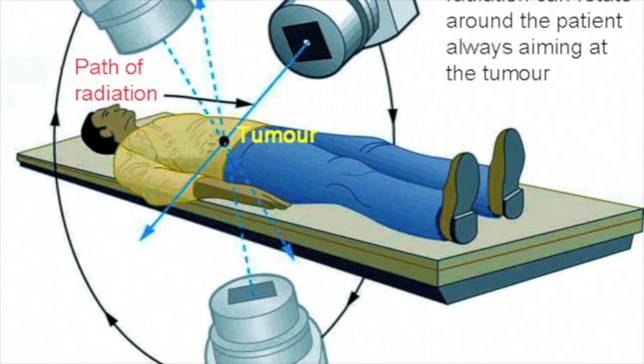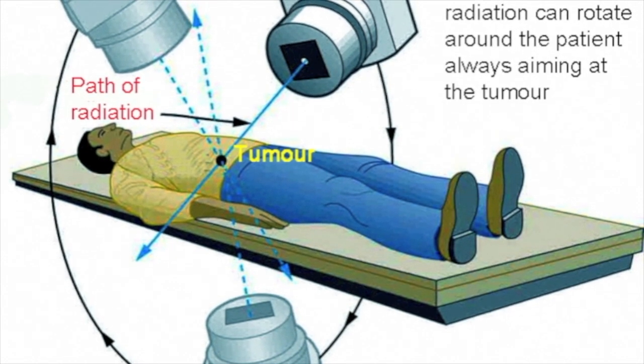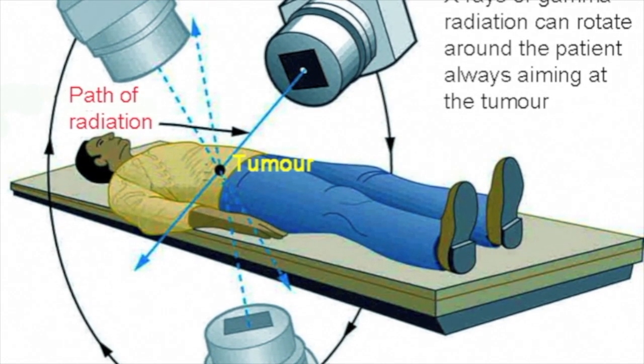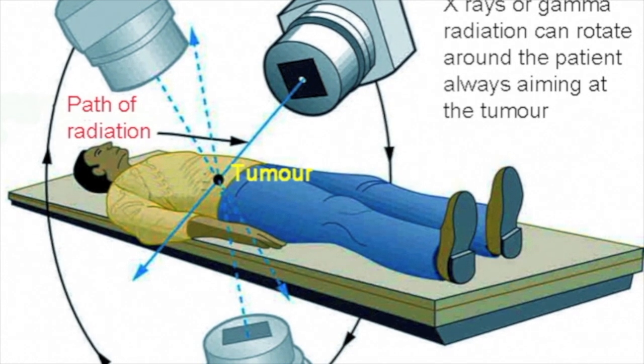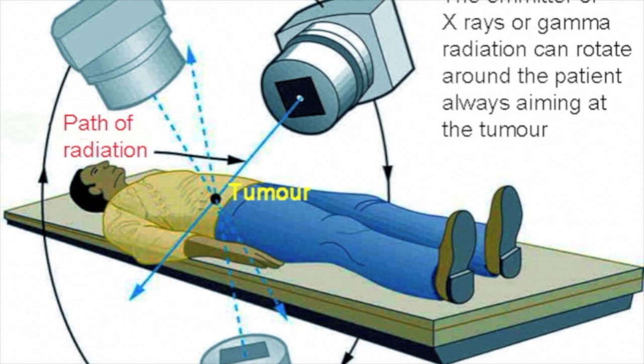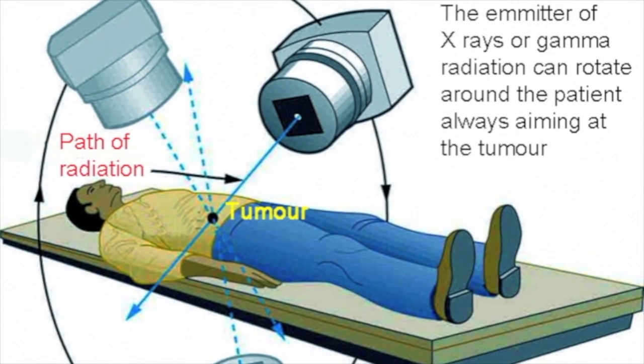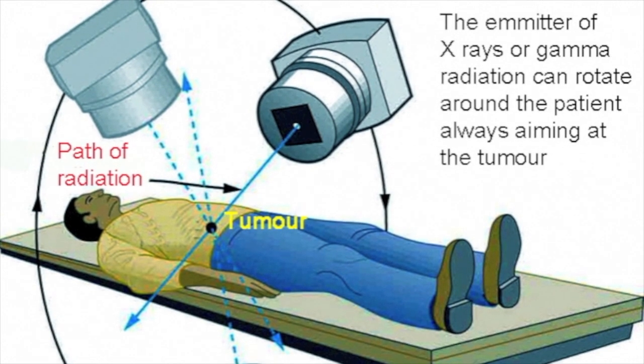In a machine like this, either X-rays or perhaps gamma rays, because they have very similar properties, are aimed at the tumour. The machine is rotated around the body. The tumour is always in the path of the X-rays, but because of the rotation, the healthy tissue around it gets a relatively small dose.